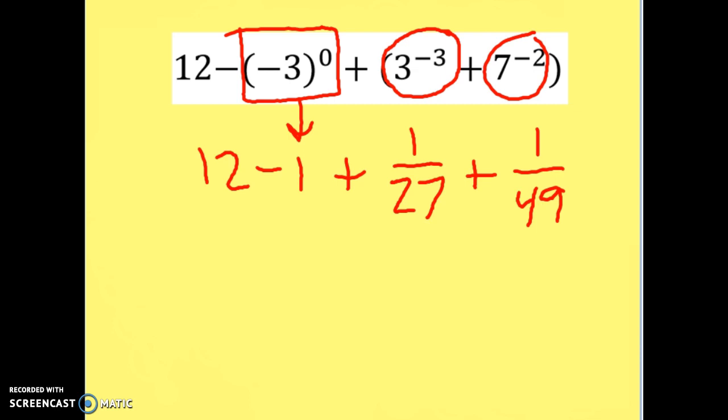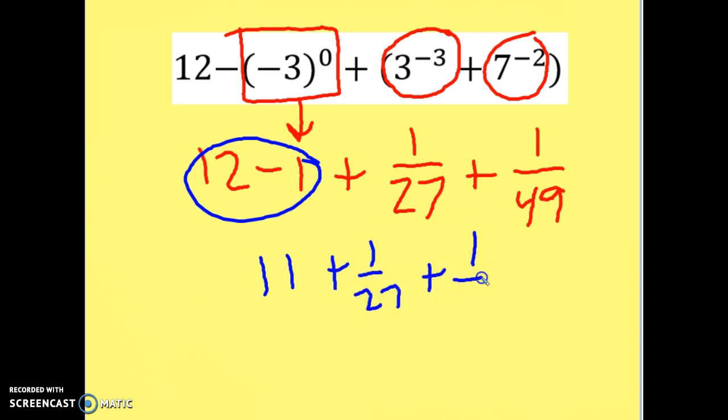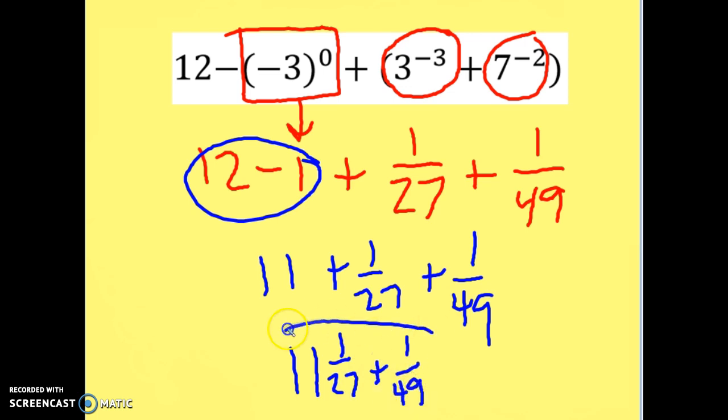We can go ahead and simplify from left to right. So we have 12 minus 1 here, gives us an answer of 11. And 11 plus 1/27 plus 1 over 49. Now, this one really doesn't have an easy denominator to find. So if you type it in your calculator completely, that's fine. But otherwise, in a situation like this, you would have to find a common denominator and then continue to add. So we would basically be doing 11 and 1/27 plus 1/49. So go ahead and simplify that the rest of the way on your calculator. And then once you have that, then that would be your final answer.